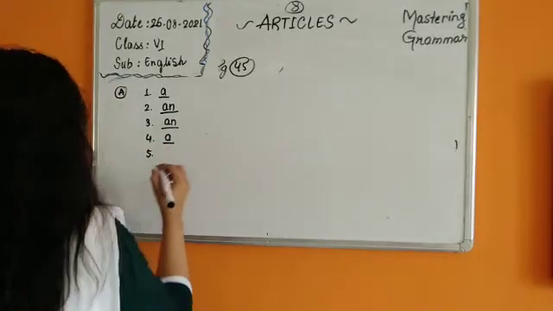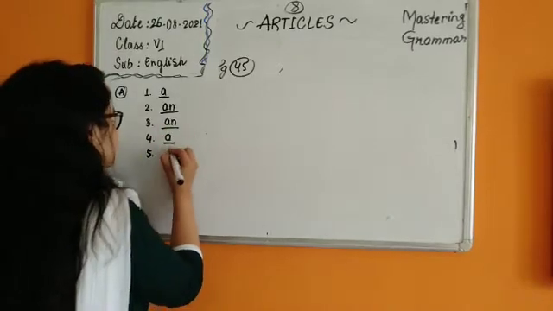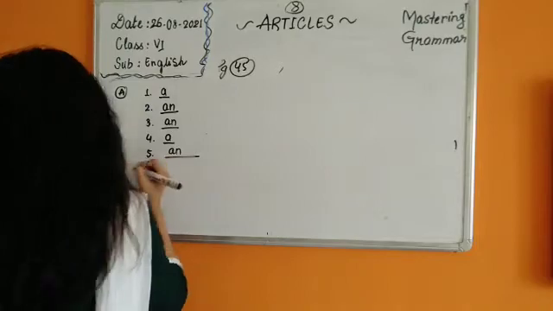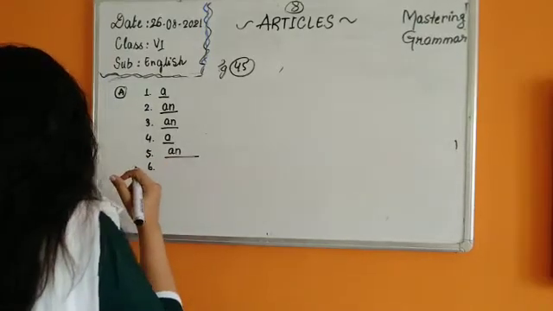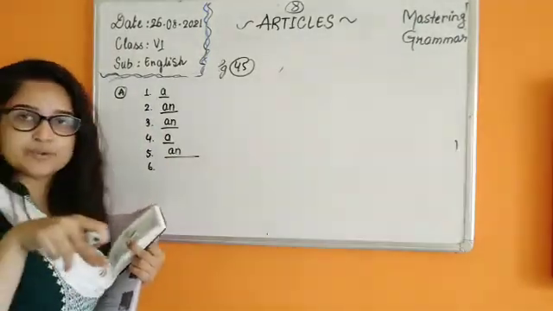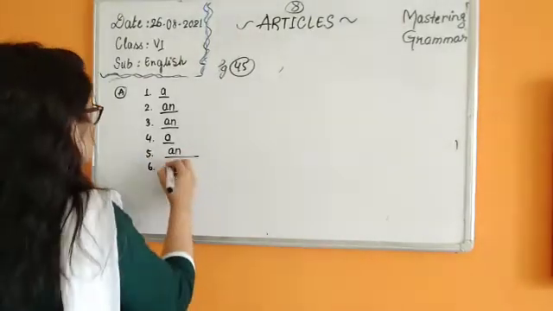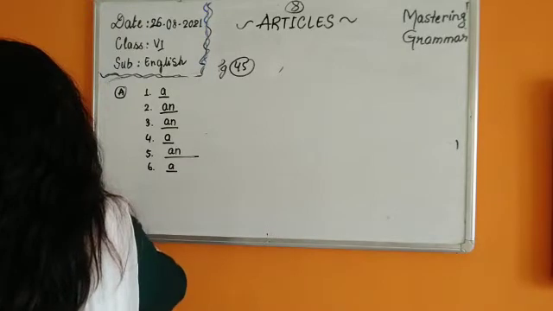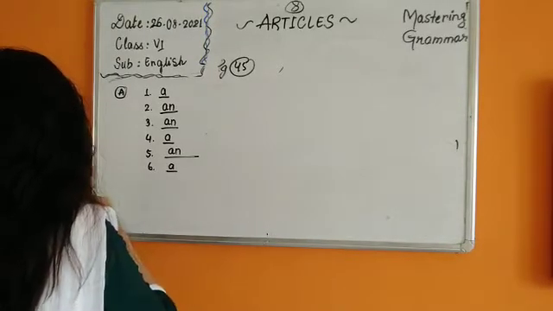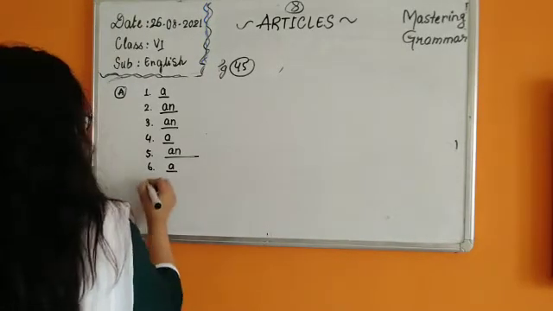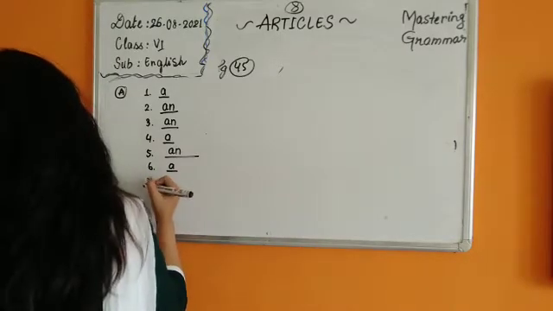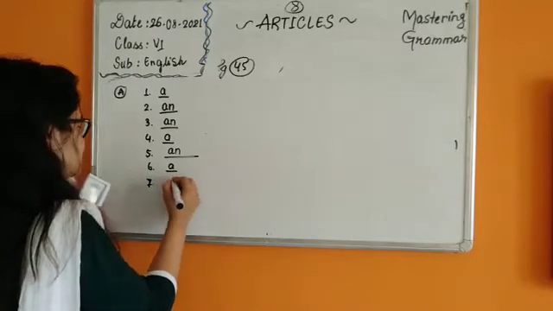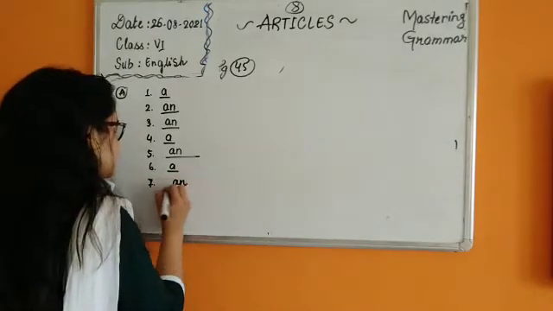Number 5. My aim is to become dash engineer. 'E' sound. So an engineer. He wants to become an engineer. Number 6. Though dash European. 'Yu' sound and not 'E' sound. So that's why we are saying a European. Number 7. He always considers himself dash Indian. Number 8. Our principal is dash honorable person. Is an honorable person.